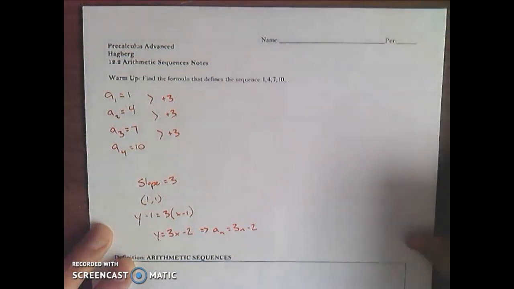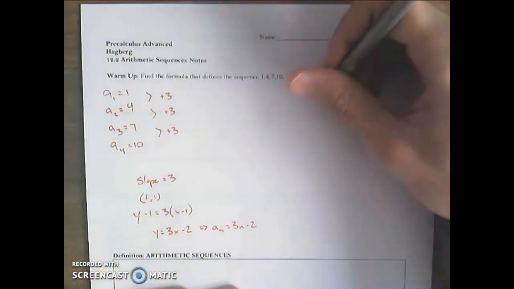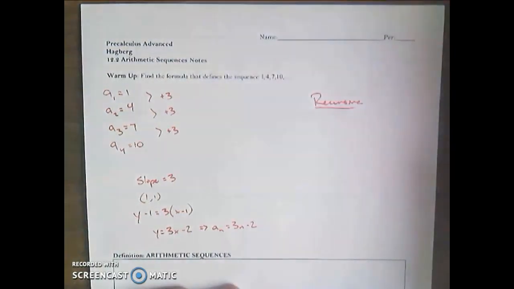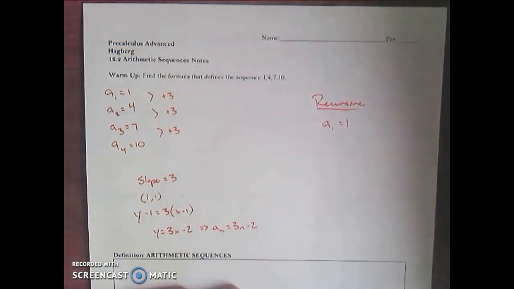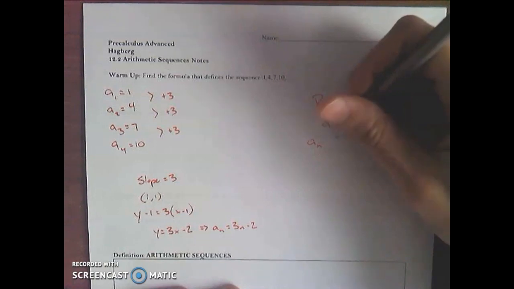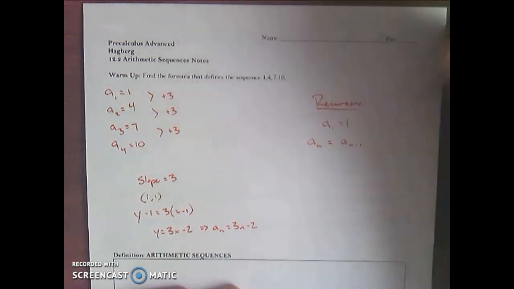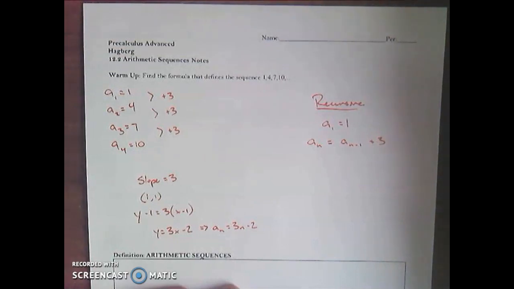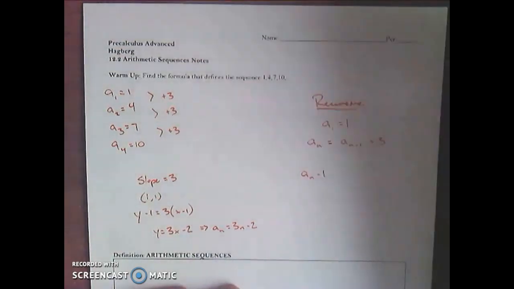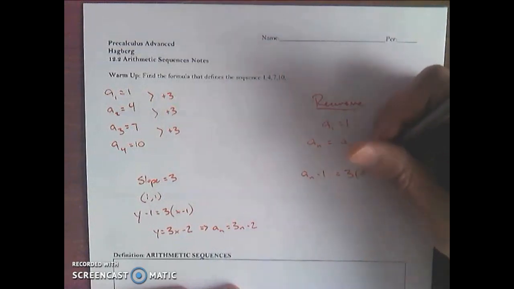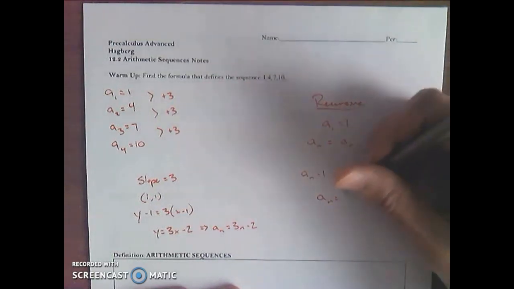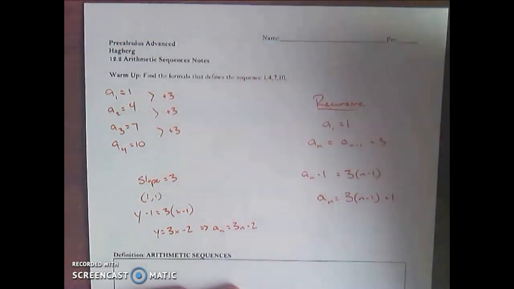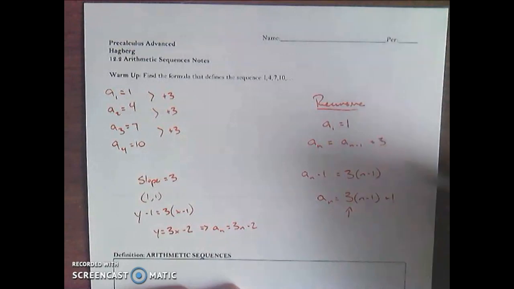How can we write this as a recursively defined sequence? As a recursively defined sequence, we would say that our initial term is 1. Furthermore, a_n is the previous term plus 3. We can say a_n minus a_(n-1) is equal to 3, and to get a_n by itself, we have a_n equals a_(n-1) plus 3. Looking at this, what do we notice about the 3? We're adding 3 every time.